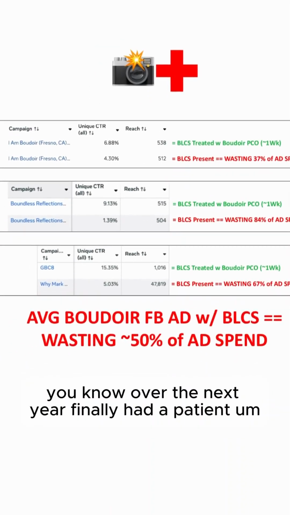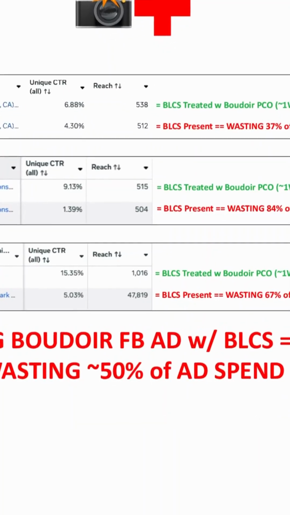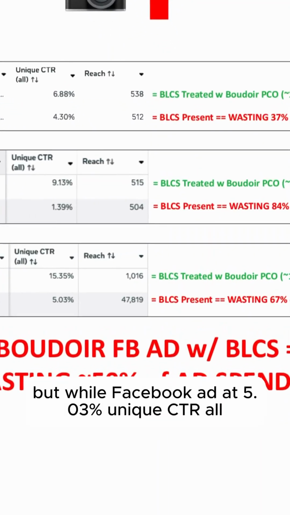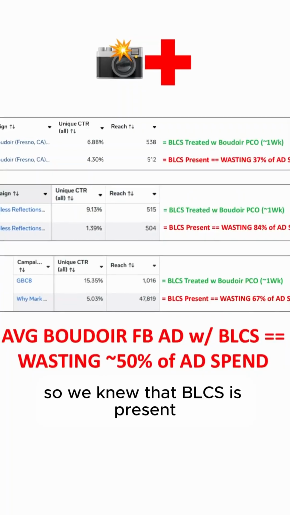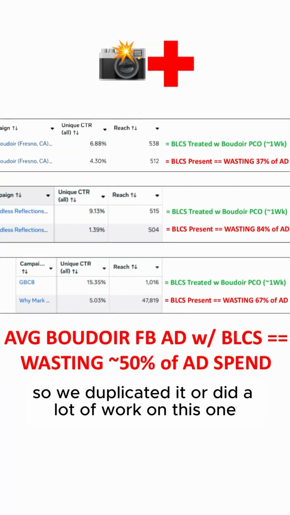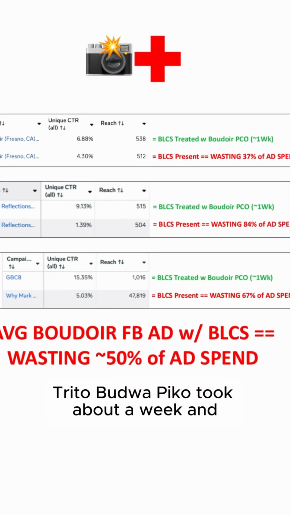Finally, I had a patient come in, saw his ads, a Boudoir Facebook ad at 5.03% unique CTR. So we knew that BLCS is present. So we duplicated it, and did a lot of work on this one. Treated with Boudoir Pico, took about a week.